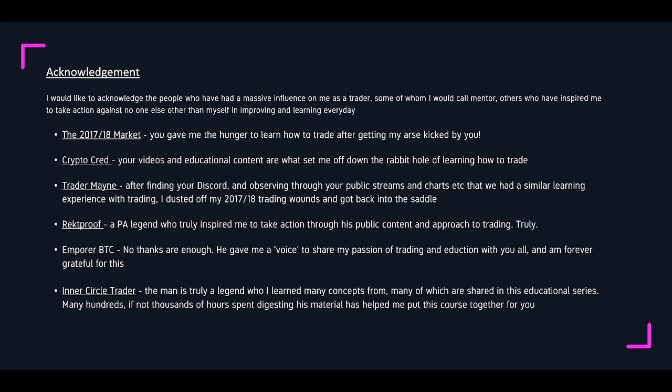Trader Main. After finding your Discord and observing through your public streams and charts, we had a similar learning experience with trading. Now, I don't know Main personally, but I took a lot from him in terms of dusting off the 2017-18 trading wounds and getting back in the saddle, as we all should do. It's all part and parcel of being a trader. Rect Proof, so a price action legend who focuses on smart money concepts, which is pretty much what we do focus on in this course, but he certainly truly inspired me to take action through his public content and approach to trading.